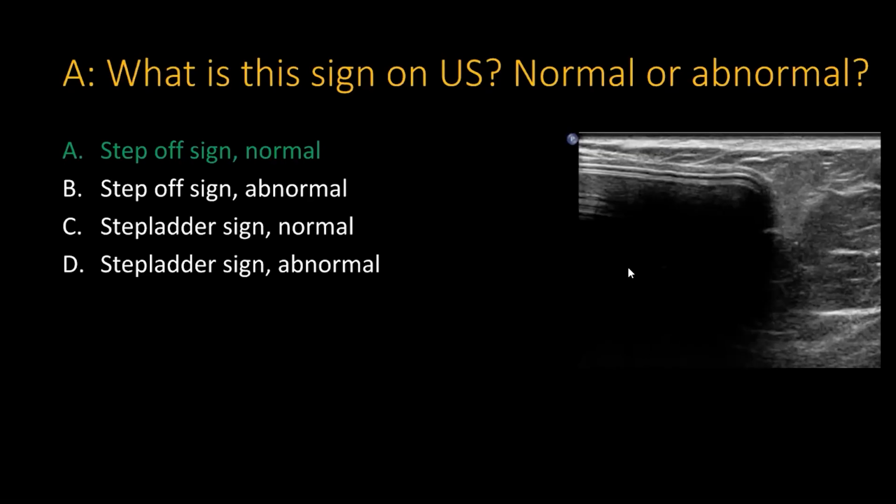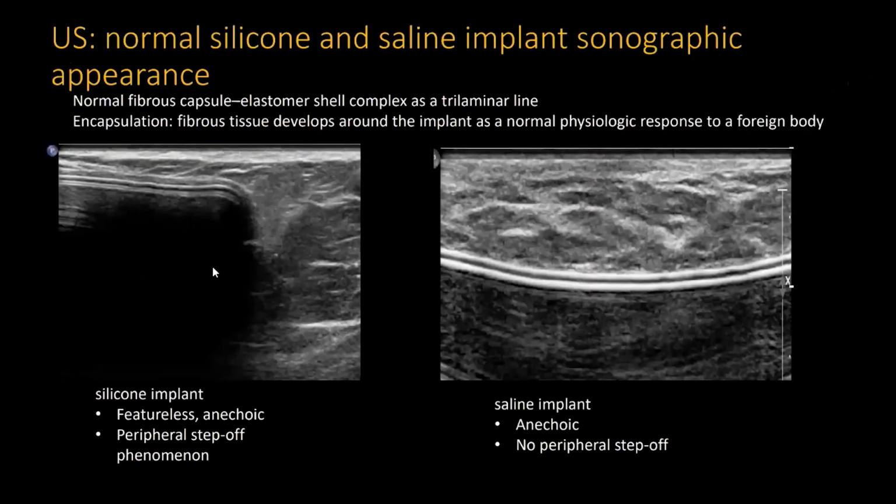This is a normal silicone implant ultrasound at the edge of the implant. You can see the step-off sign because sound travels much slower in the silicone gel than in normal breast tissue. That's why it generates this kind of step-off sign. It appears that the silicone is located further away from the probe because sound travels slower and takes more time to get back to the probe. And on ultrasound, it is often featureless.